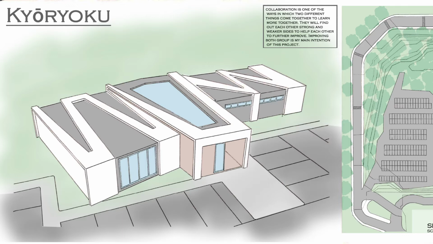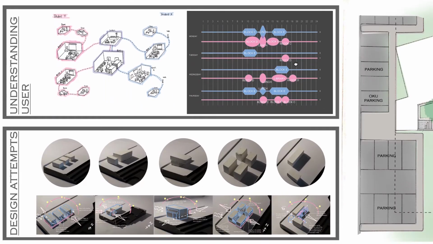Today I'm going to talk about my project which is named Kyoroku. Kyoroku is actually a direct translation of collaboration to Japanese. And now I'm going to talk about the two types of users that are going to use our building, which is student X and student Y. Student X will represent students from the architectural firm, and student Y will represent students from the IT firm.